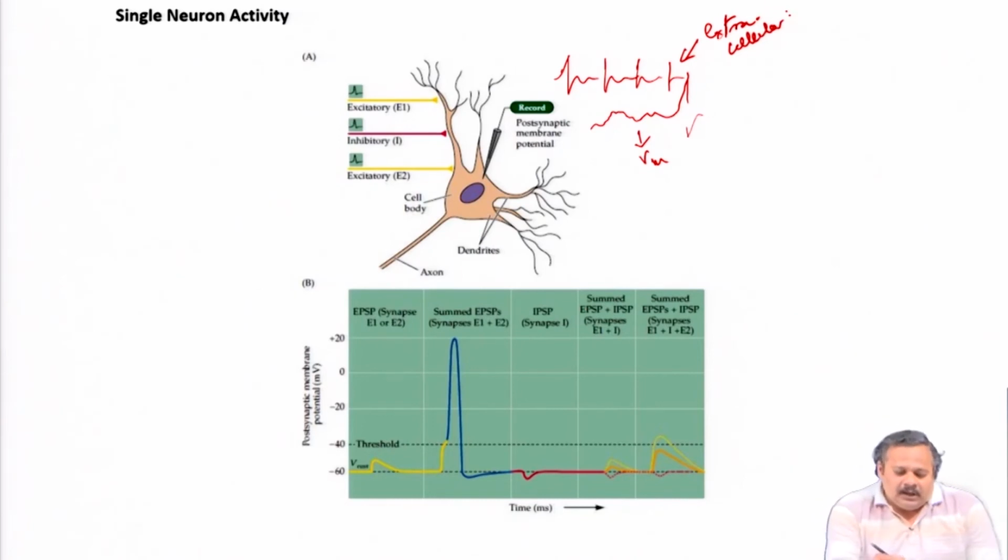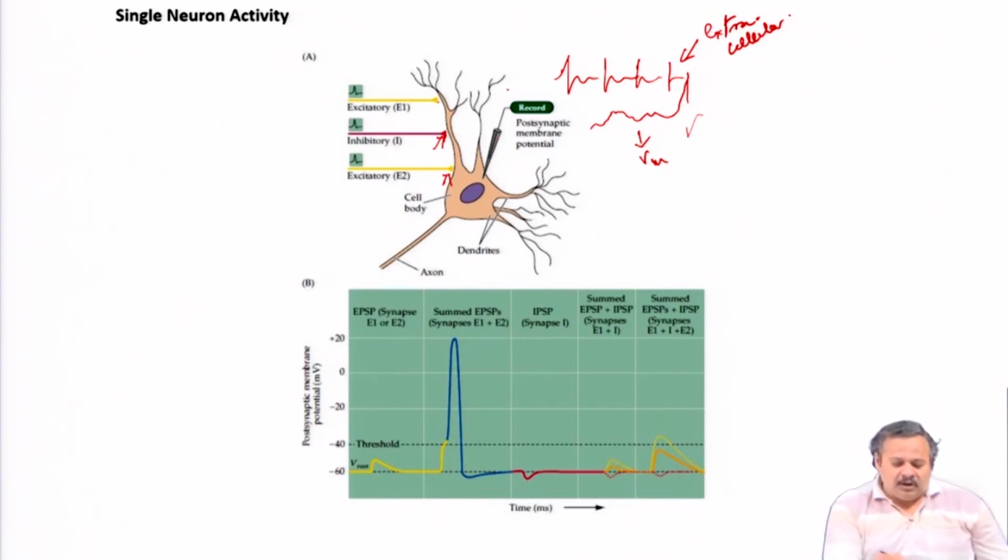So here when we talk of this activity of the single neuron, it is entirely based on what inputs it is getting. That is, let us say there are three inputs here. One is excitatory input E1, another is an inhibitory input here, and another is an excitatory input E2. So, let us say the excitatory ones are yellow and the inhibitory one is red, and we are recording here.